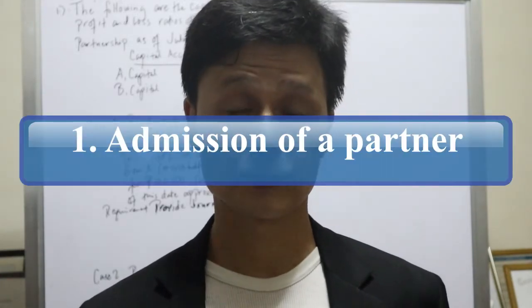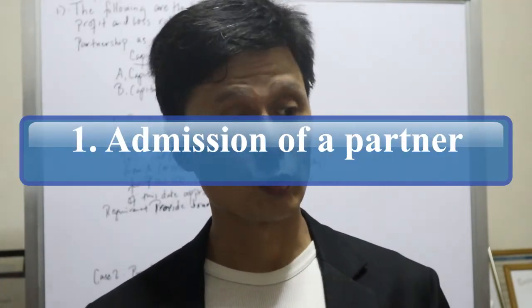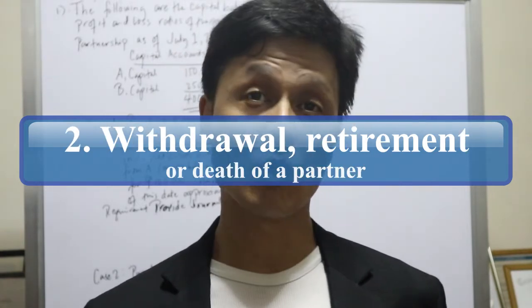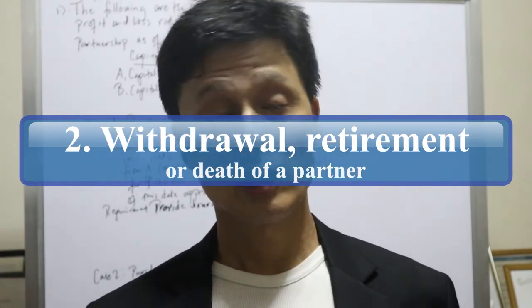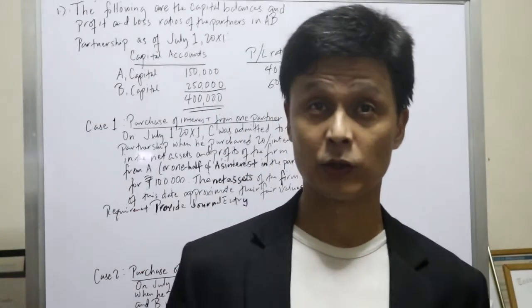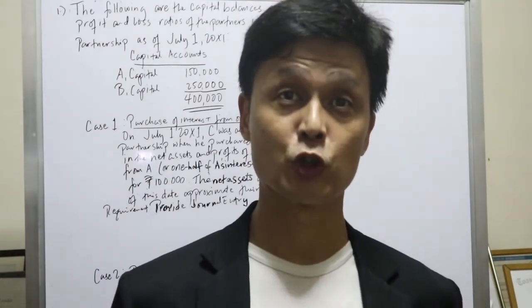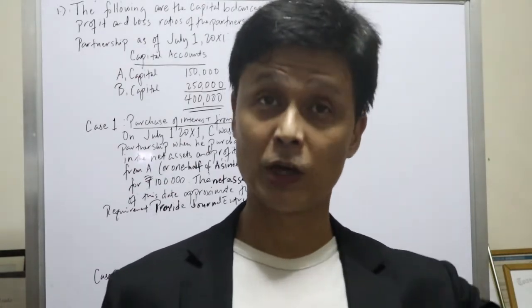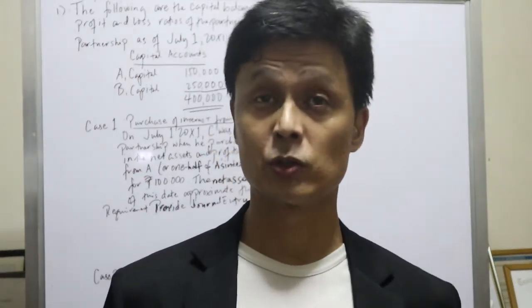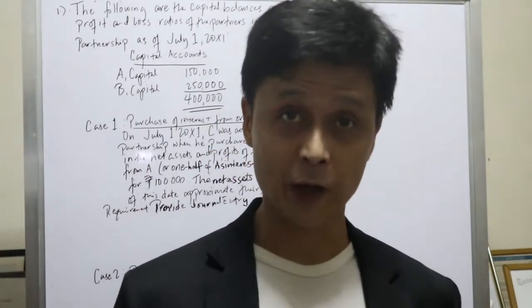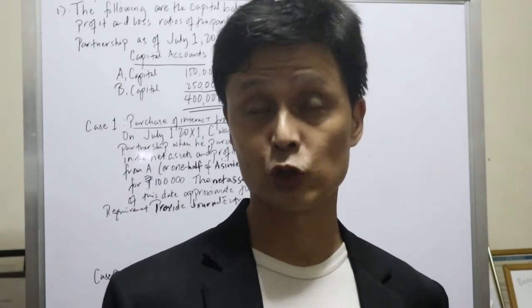So, partnership can be dissolved in two ways. Number one, through admission of a partner. Number two, through retirement, withdrawal, or death of a partner. Now, this dissolution is not the same as the end of the partnership. We're talking about another stage, which is liquidation, which we will talk about after this particular series, in this stage of partnership dissolution.